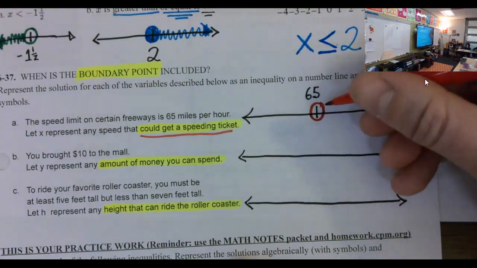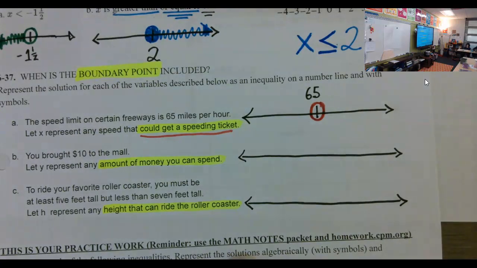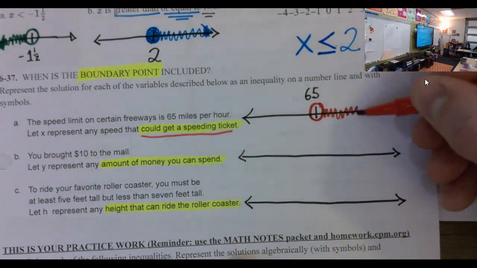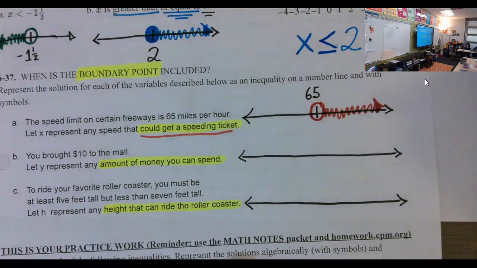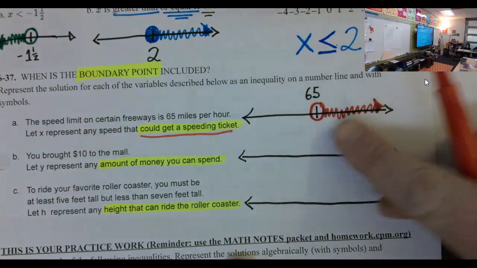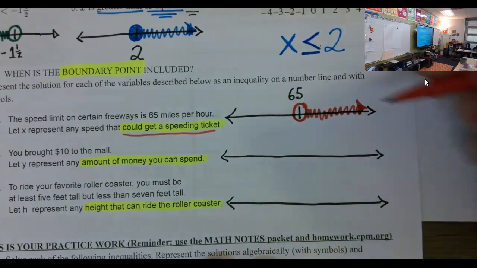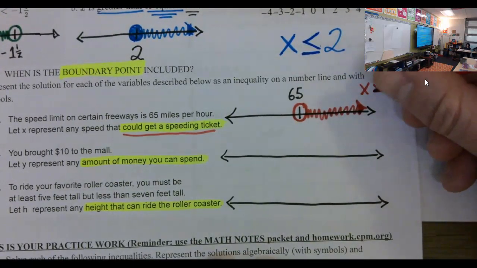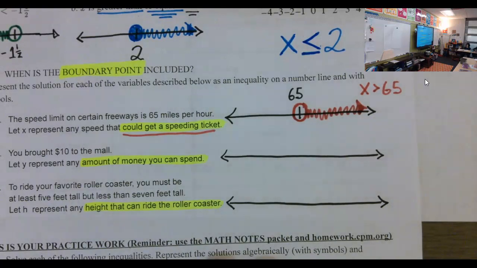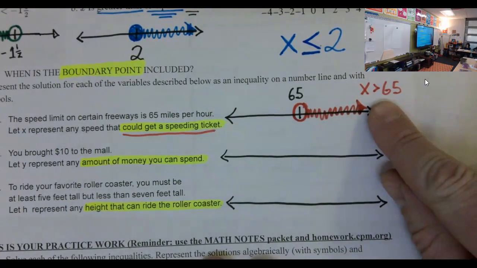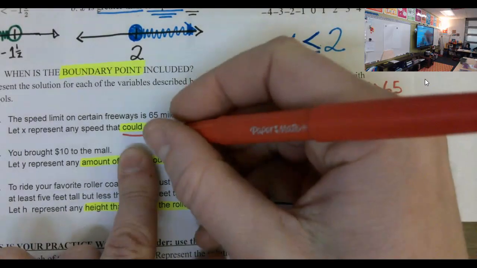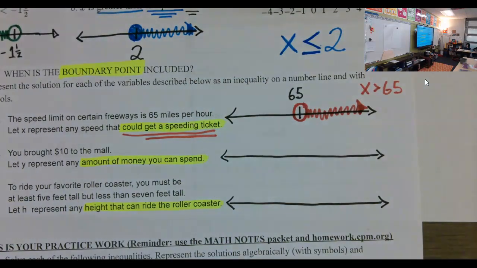So I put a boundary point at 65. So above it would get a ticket. Would 65 get us a ticket? No. So what we have graphed here is x is greater than 65. Right? Not equal to, because you can go 65. We're talking about what will get you a ticket. And yeah, could you drive 67 and probably not get pulled over? Sure. But could they pull you over? Yes, you're breaking the law. You're going over the limit.